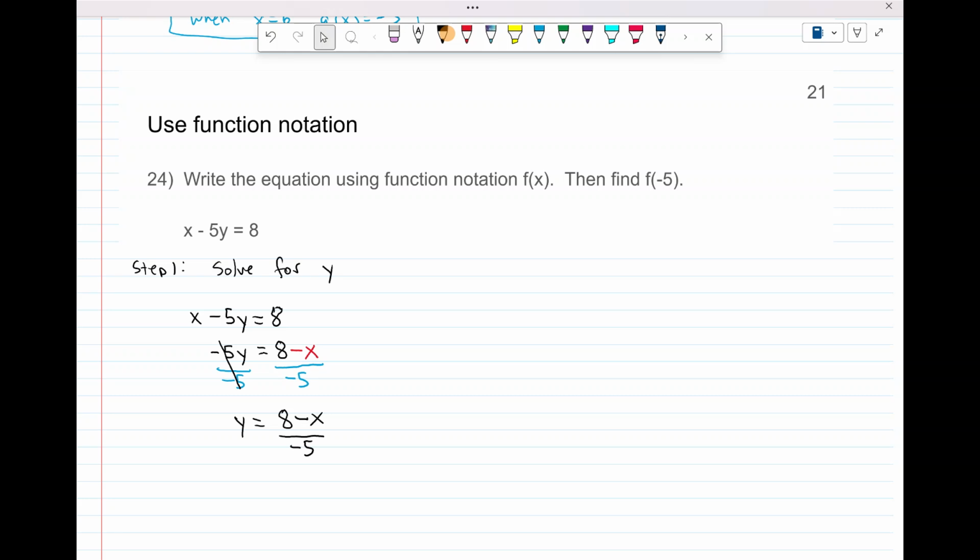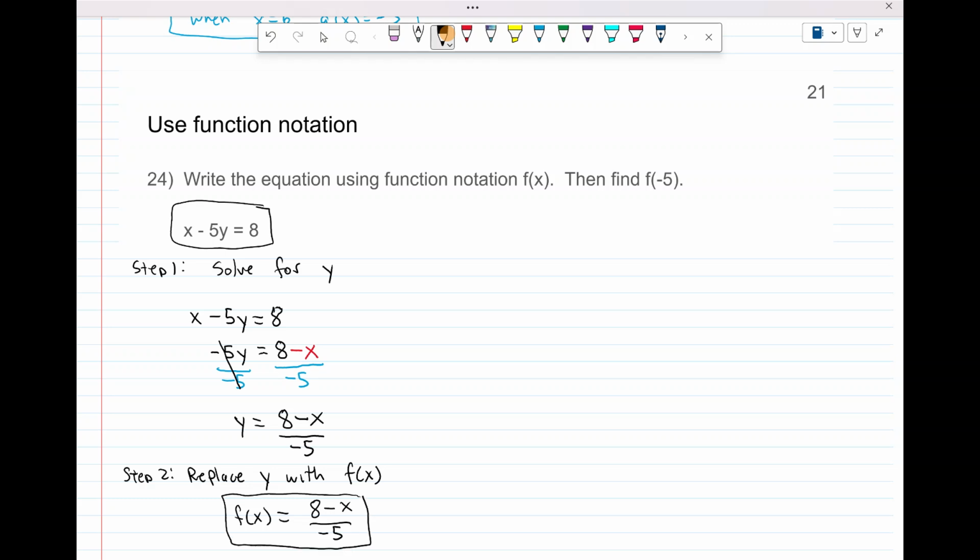Next step is we just replace y with f of x. So I'm going to do just that. On the left-hand side, instead of y, I'm going to write down f of x equals, and it'll be 8 minus x divided by negative 5. So I have taken this function and I have expressed it using function notation. These are just two different ways of expressing the same function. In the second way, now we have it expressed in function notation.